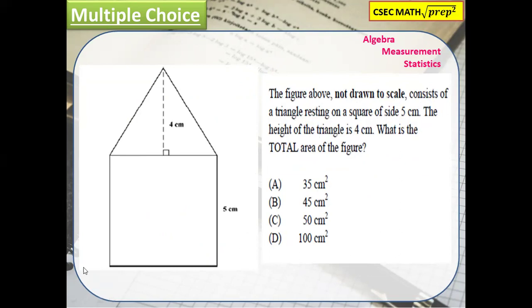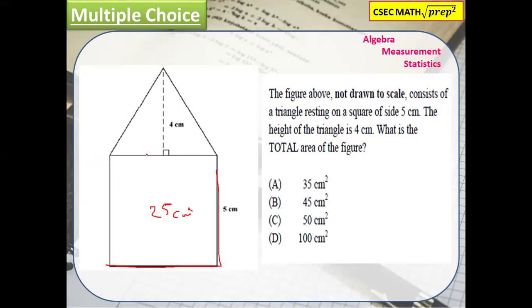What is the total area for the triangle? So let us go here. Since this is a square, then the area for the square is 25 centimeters squared. We all know that. Length times width, right?